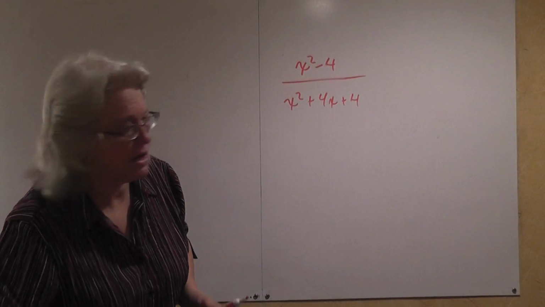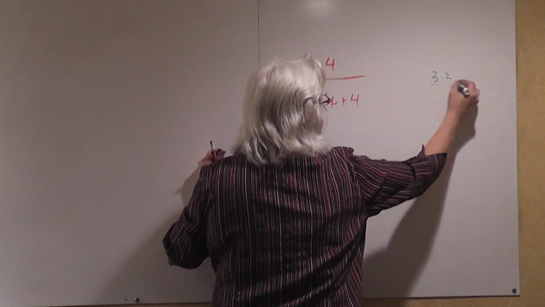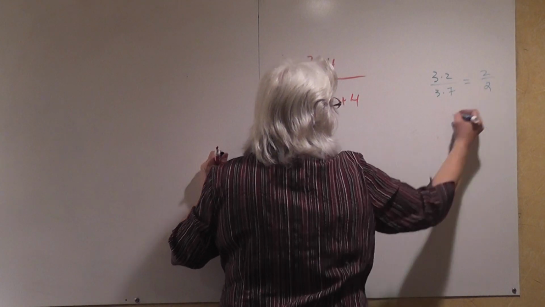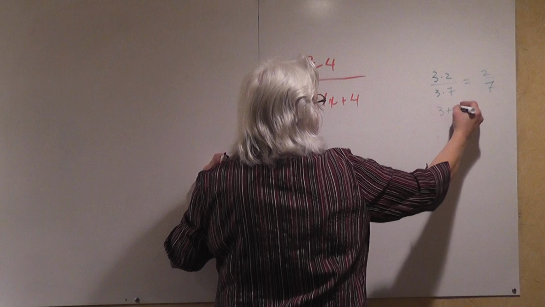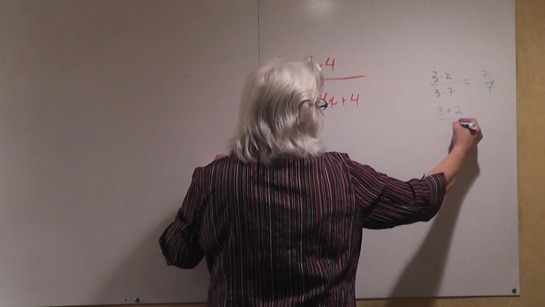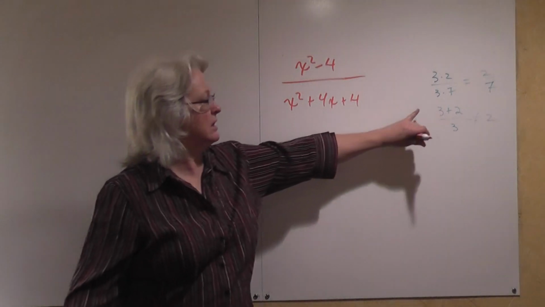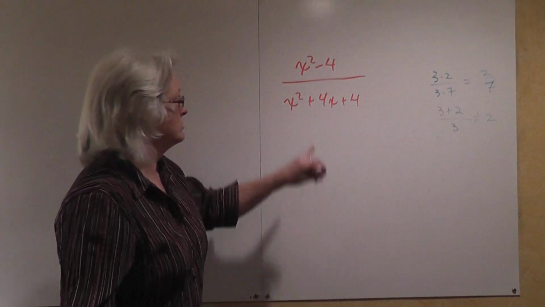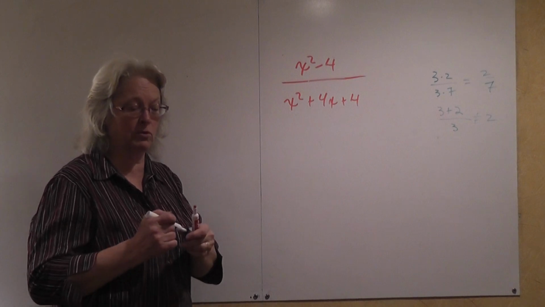Let me use this as your reminder over here. 3 times 2 divided by 3 times 7 is equal to 2/7, not 2/2. 3 plus 2 divided by 3 is not equal to 2, is it? You cannot cancel terms. You can only cancel common factors, so you cannot cancel terms of a polynomial that has to be in factored form.